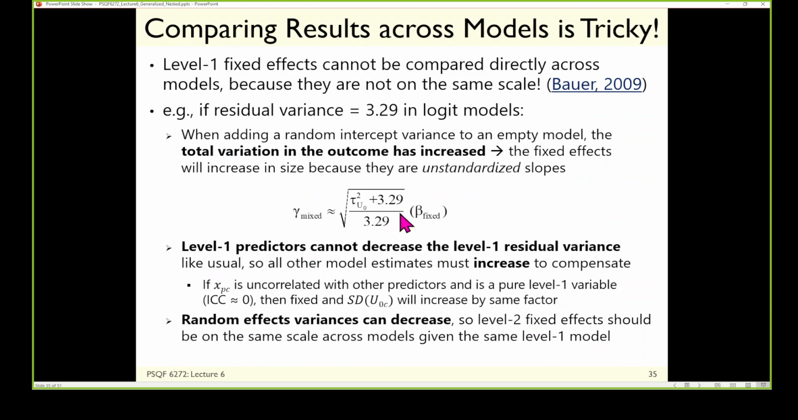The big one, though, and the one that I think makes it difficult in practice to do sequences of models and draw conclusions, is that the model scale changes every time. If you add a level 1 predictor, it should explain residual variance at level 1, but we don't have that anymore. It's 3.29 no matter what. So what happens is the model total variance has to increase in order for there to still be 3.29 left over.